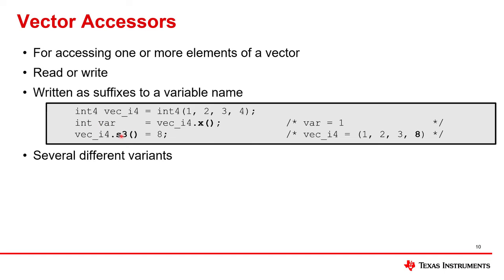S3, remember we said we can use these to write, so S3 appears on the left side of an equal sign. It means that element 0, 1, 2, 3, this one changes value from 4 to the 8 here. And then there are several different variants, and we're going to look at some of them, not every single one, but some of the variants.